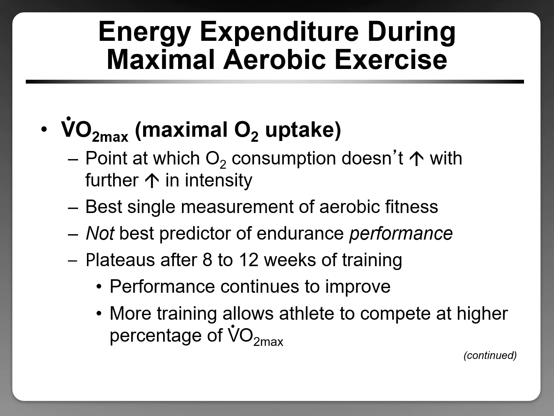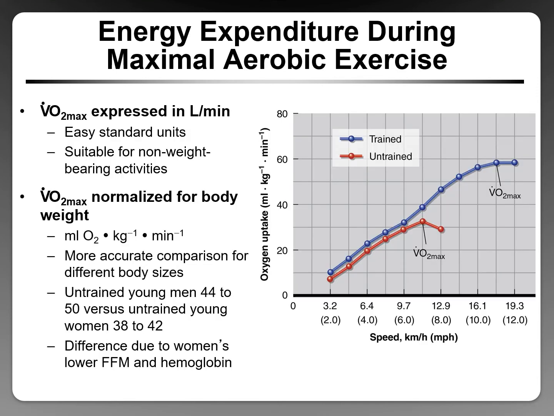This is mostly due to improvements in exercise efficiency. Also, more training will allow an athlete to compete at a higher percentage of their VO2 max. So, talking a little bit more specifically about the maximal aerobic exercise, your VO2 max tends to be expressed in liters per minute. This is a very easy standardized unit, and we tend to use it when we're talking about non-weight-bearing activities, things like swimming and cycling.